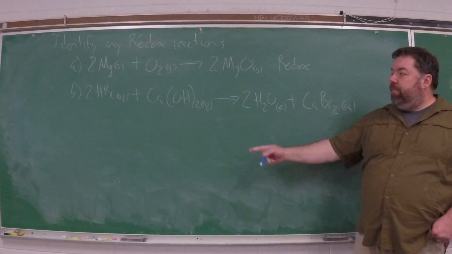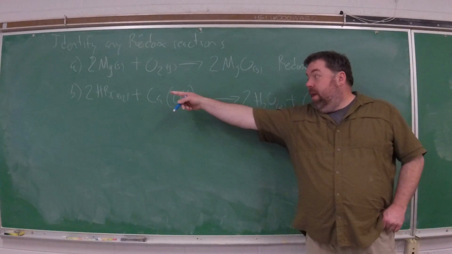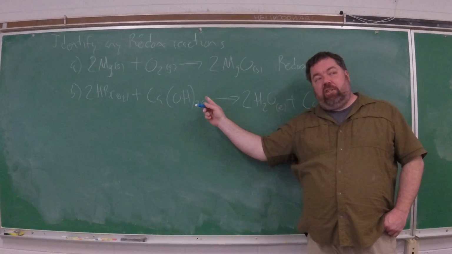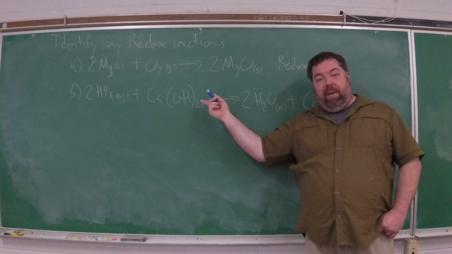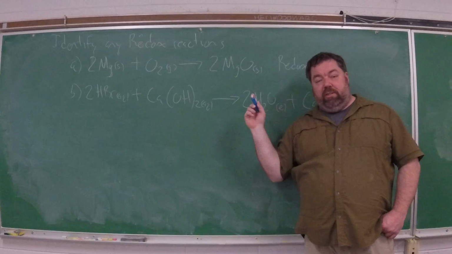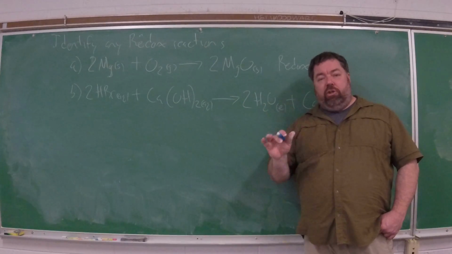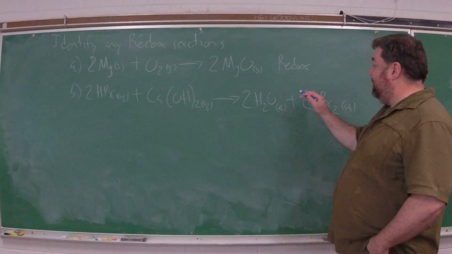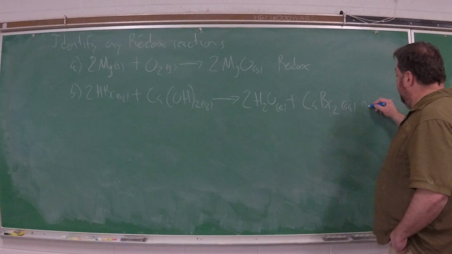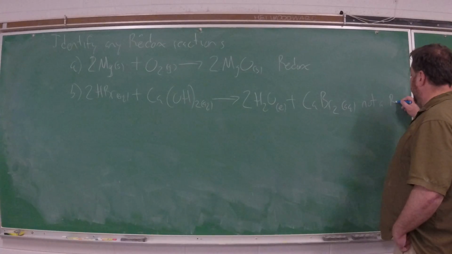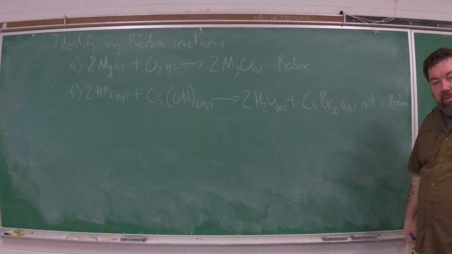What do we have here? HBr is an acid. Calcium hydroxide is a base. This is an acid-base neutralization reaction. Acid-base neutralization reactions are not redox reactions. There's no transfer of any electrons. So this is not a redox reaction.